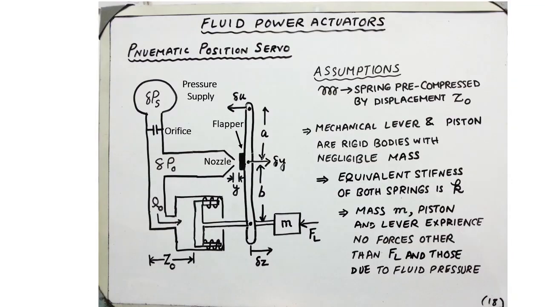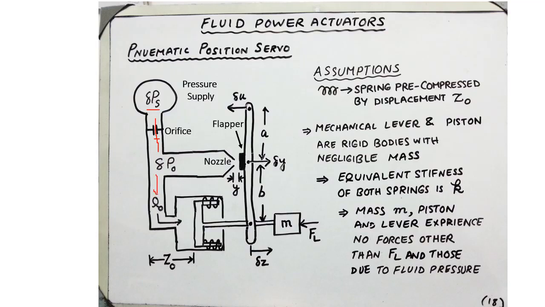Our next example is a pneumatic position servo in which the fluid is a compressible fluid such as air or gas. There is a fluid pressure supply where the pressure is delta PS, and the flow of the fluid is controlled by this orifice, and after passing through this orifice the fluid reaches this part of the valve, from where it has two possible routes.